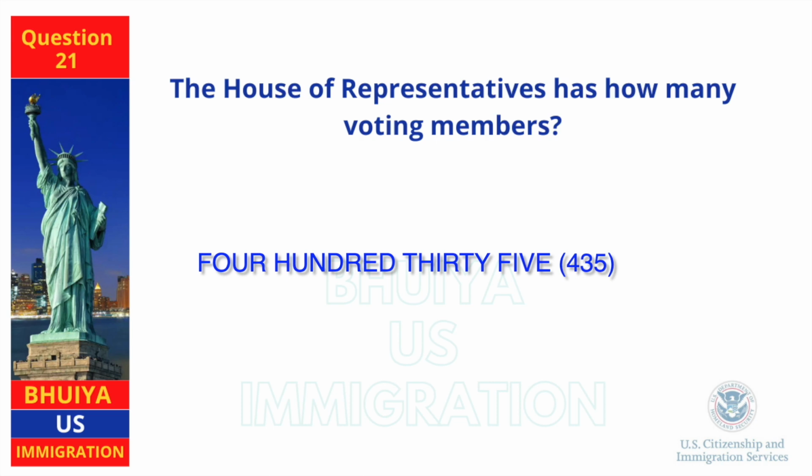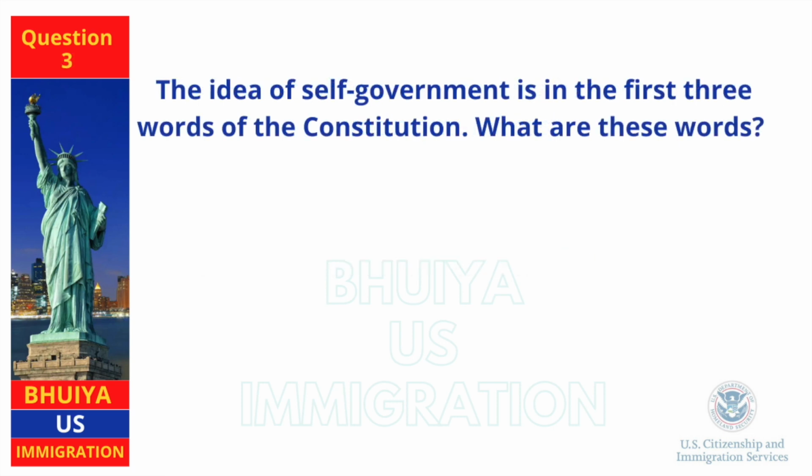435. The idea of self-government is in the first three words of the Constitution. What are these words? We the people.